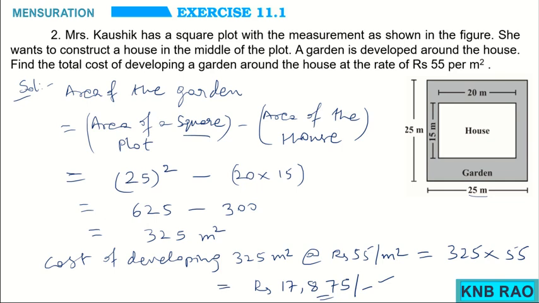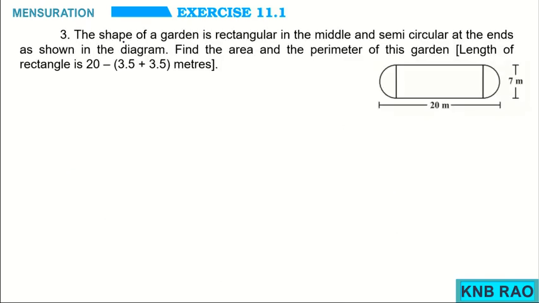Coming to question number 3. In question number 3, the shape of a garden is rectangular in the middle and semicircular at the ends, like this, as shown in the diagram. Find the area and perimeter. Here we are asked to find even the perimeter of the garden. Now he gave the length of the rectangle, found this way. Hint he has already given.